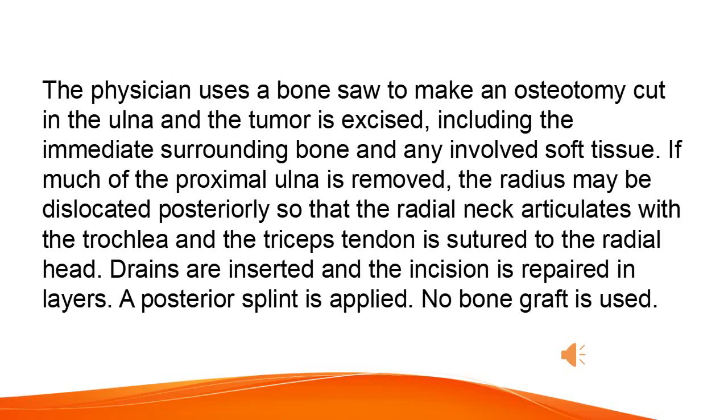The physician uses a bone saw to make an osteotomy cut in the ulna and the tumor is excised, including the immediate surrounding bone and any involved soft tissue. If much of the proximal ulna is removed, the radius may be dislocated posteriorly so that the radial neck articulates with the trochlea and the triceps tendon is sutured to the radial head.